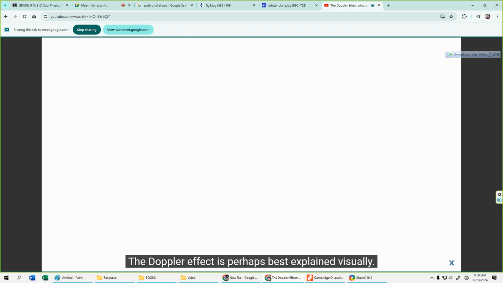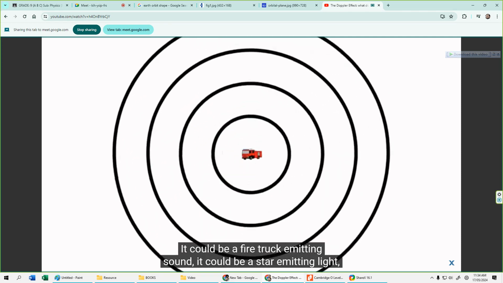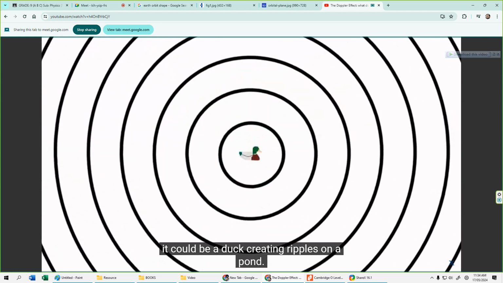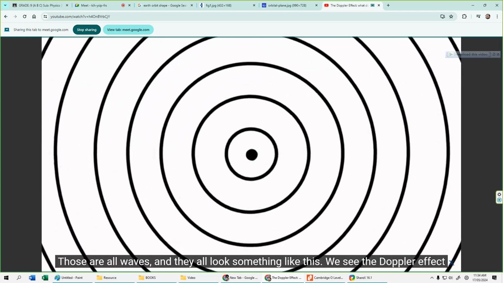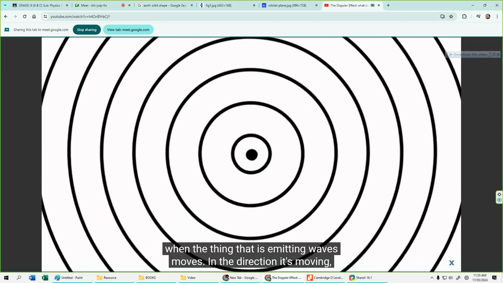The Doppler effect is perhaps best explained visually. So here's a thing that is emitting waves. It could be a firecracker emitting sound, it could be a star emitting light, it could be a duck creating ripples on a pond. Those are all waves, and they all look something like this. We see the Doppler effect happening when the thing that is emitting waves moves.